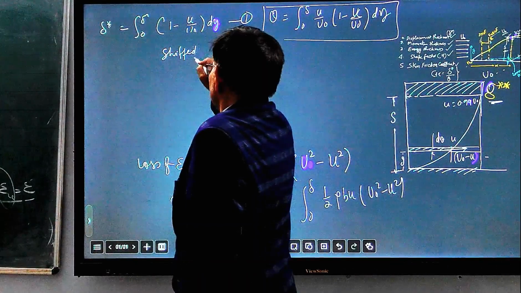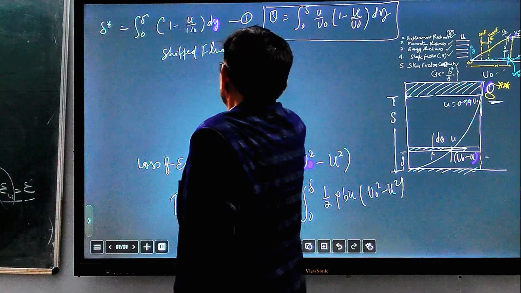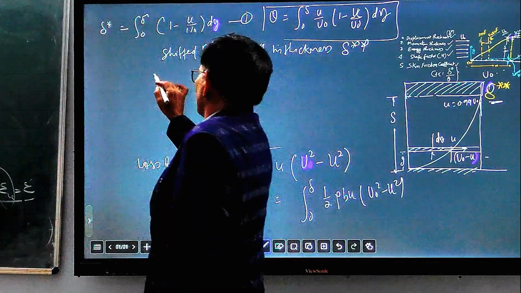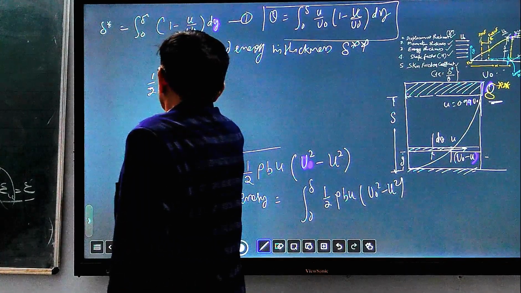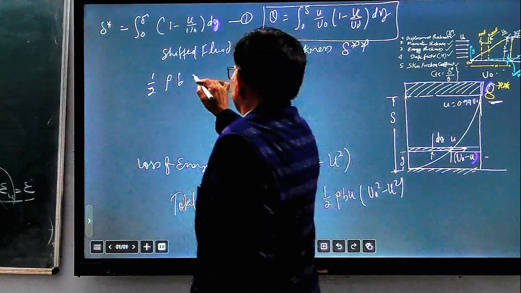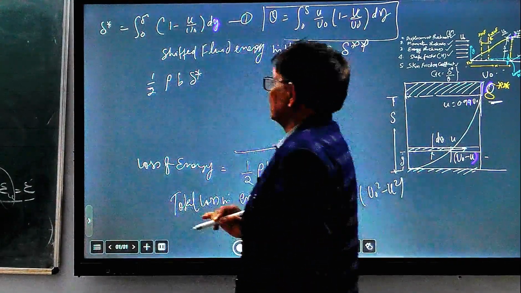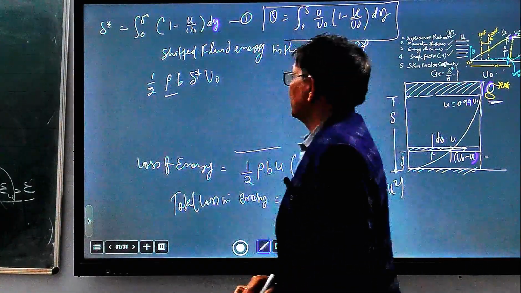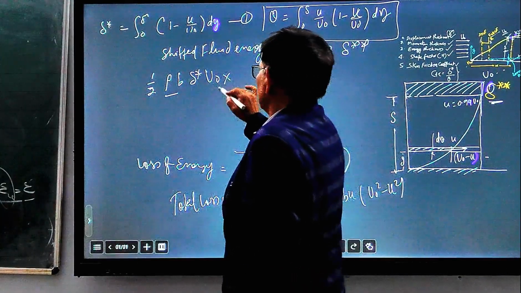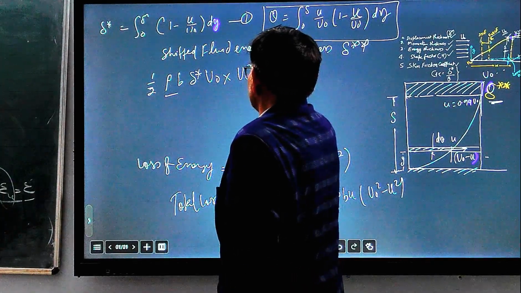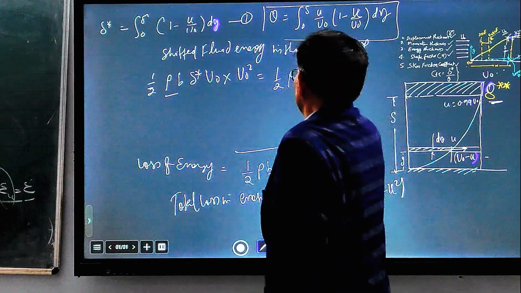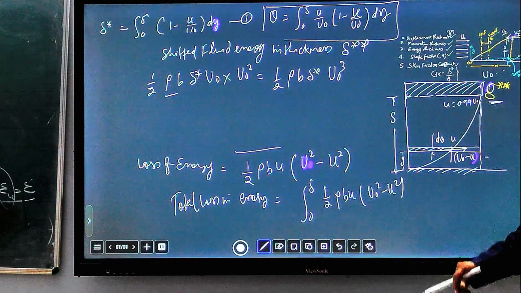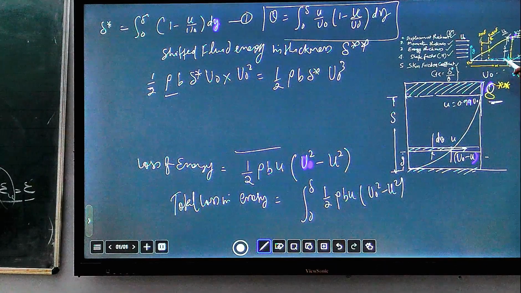So shifted fluid energy in thickness delta double star is equal to 1 by 2 rho b delta double star, which is the thickness, that is the volume, and this becomes mass. Then u naught multiplied by mass, and then multiplied by velocity u naught square, is equal to 1 by 2 rho b delta star u naught cube, and this is equal to the loss of energy due to formation of this boundary layer.